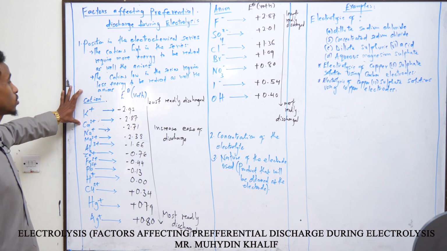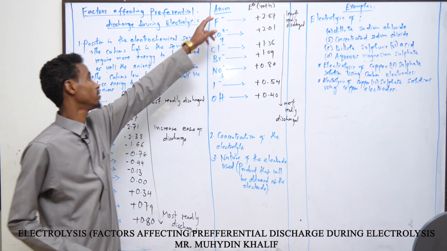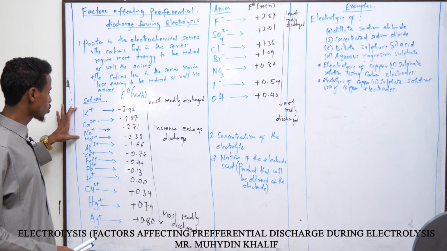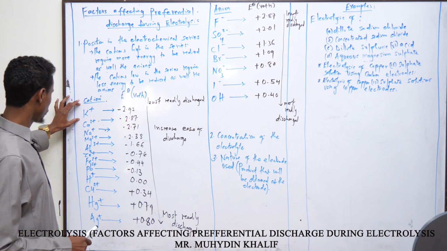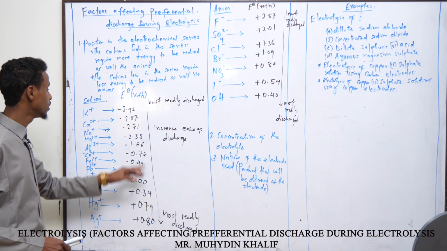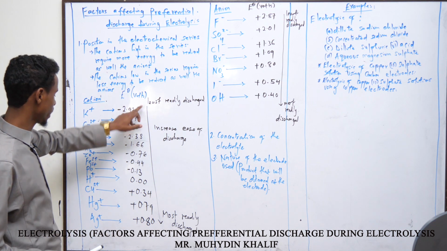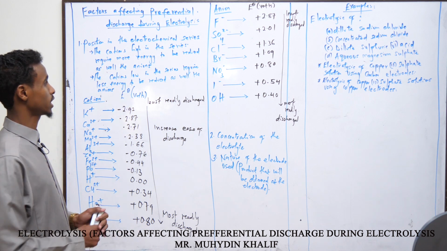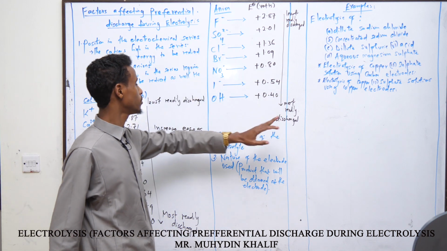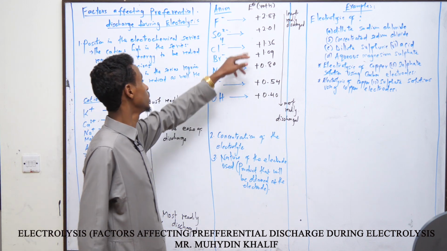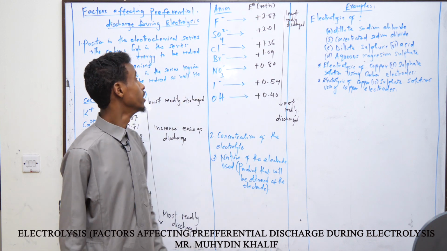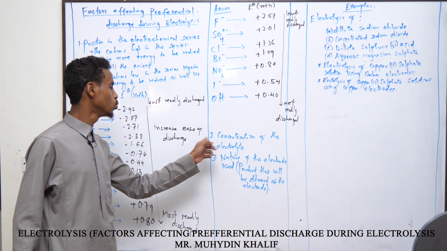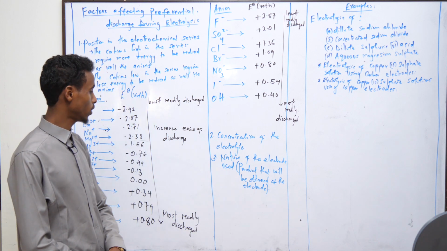Here we have a section of the cations, the positively charged elements, and here we have the anions, the negatively charged elements. Now let's look one by one. We have from potassium to silver. This one is the least readily discharged, while silver is the most readily discharged in the part of the cation. And in the part of the anion, we have the most readily discharged as hydroxide and the least readily discharged as fluorine.